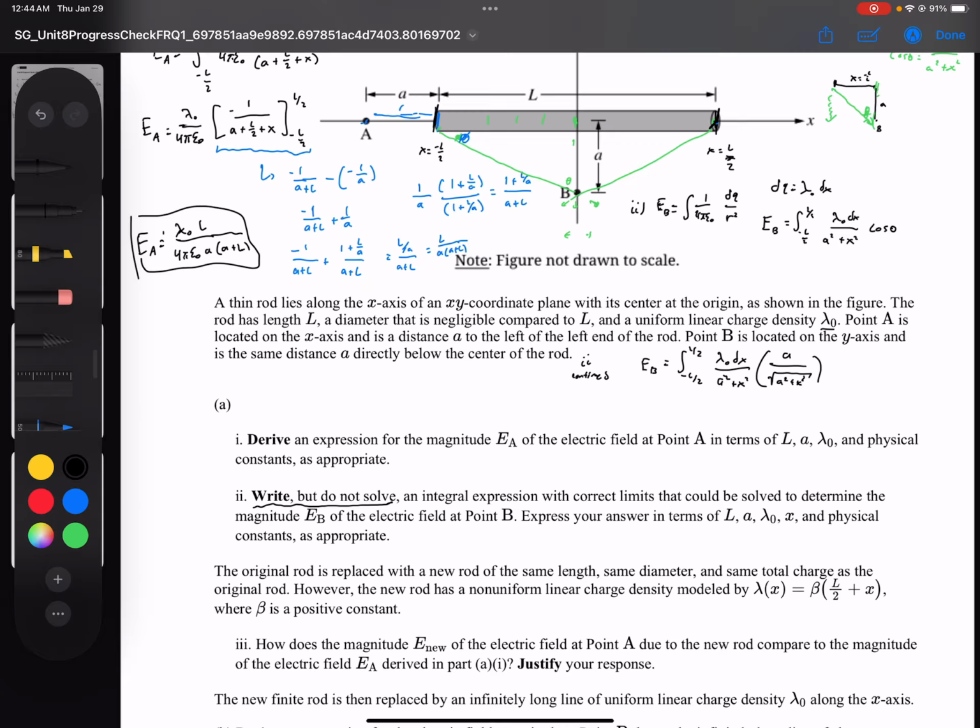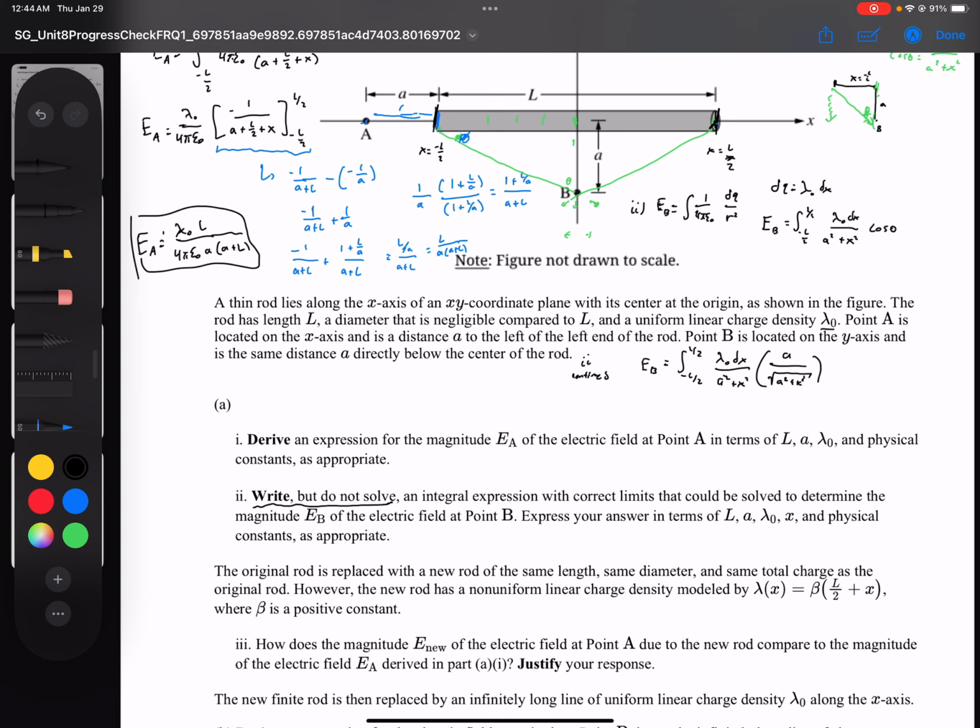So now we have to simplify. And keep in mind, we're just setting up the integral. So we're writing, but we're not solving the integral, because it turns out to be a pretty nasty trigonometric integral. It's not too bad. You've got to do some substitutions, but it's tedious.